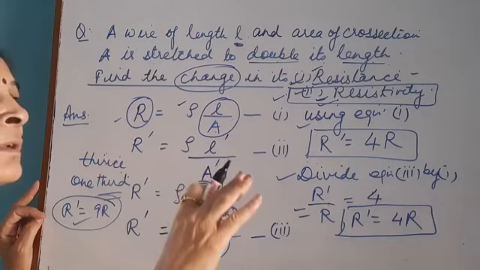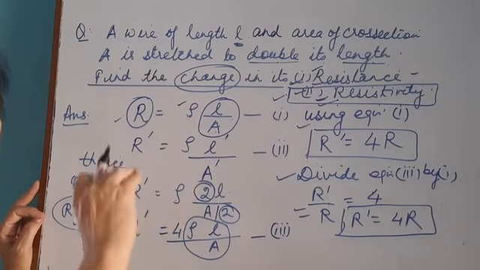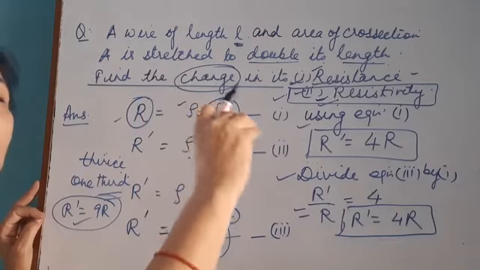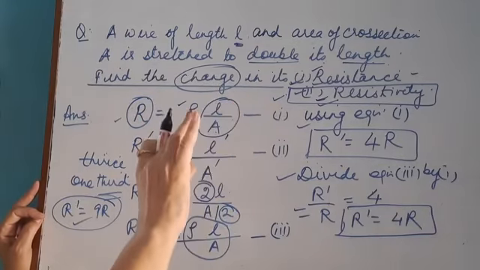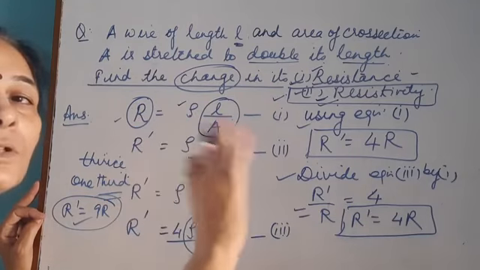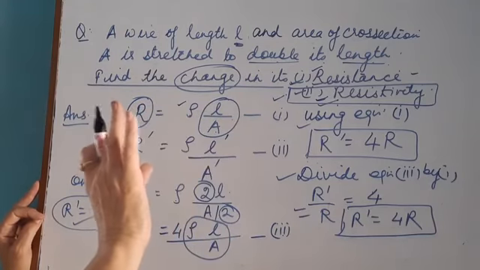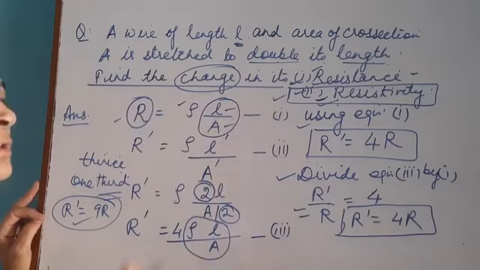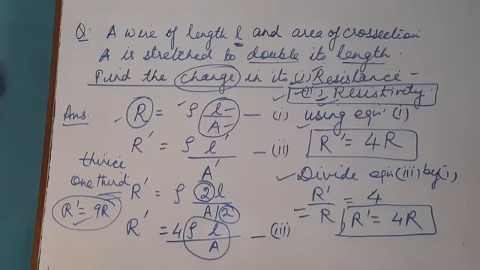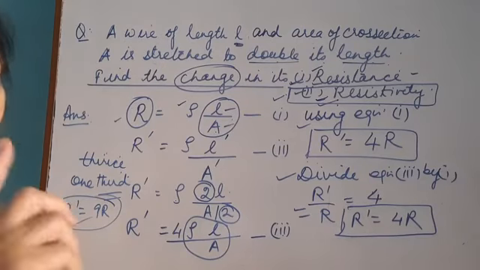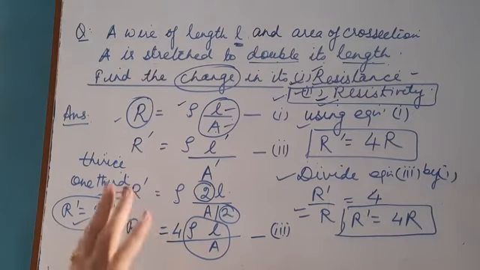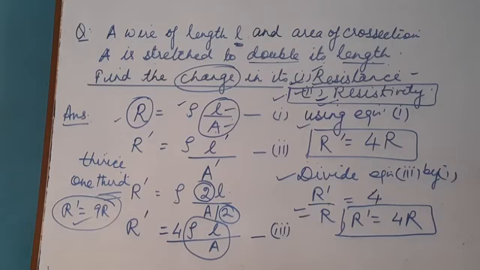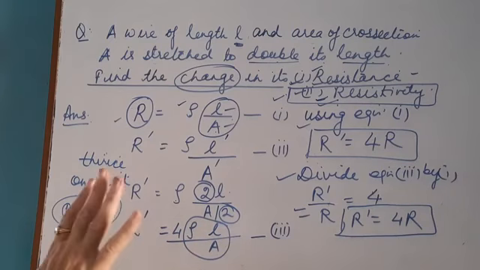Whenever a question comes that we have increased the length and decreased the area of cross section, resistivity will not change. This question also usually comes for 1 mark. Resistivity will not change because length and area of cross section are already specified. Resistivity will only change with a change in temperature, which is not in your syllabus, or if the material is changed. Clear? So you can do these types of questions.